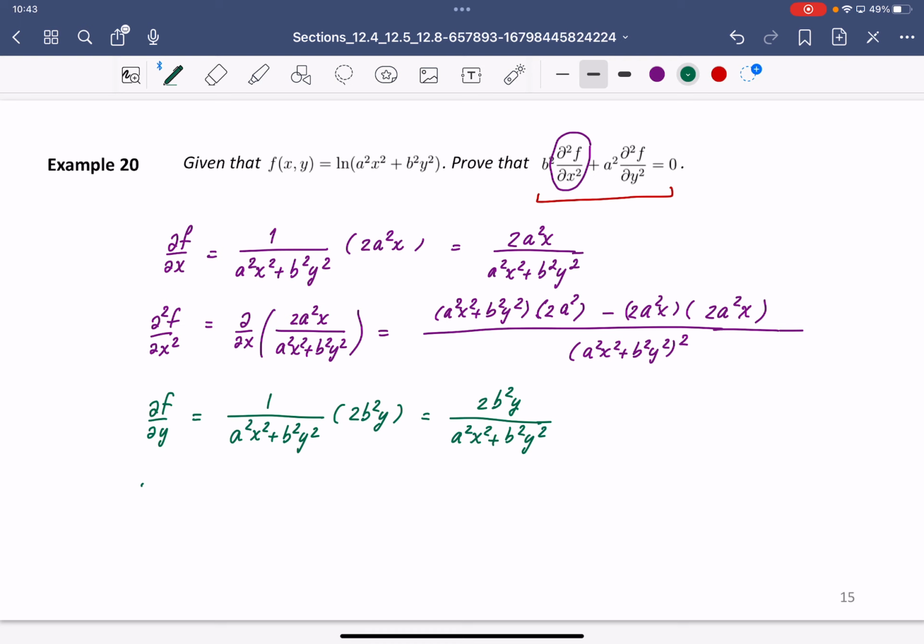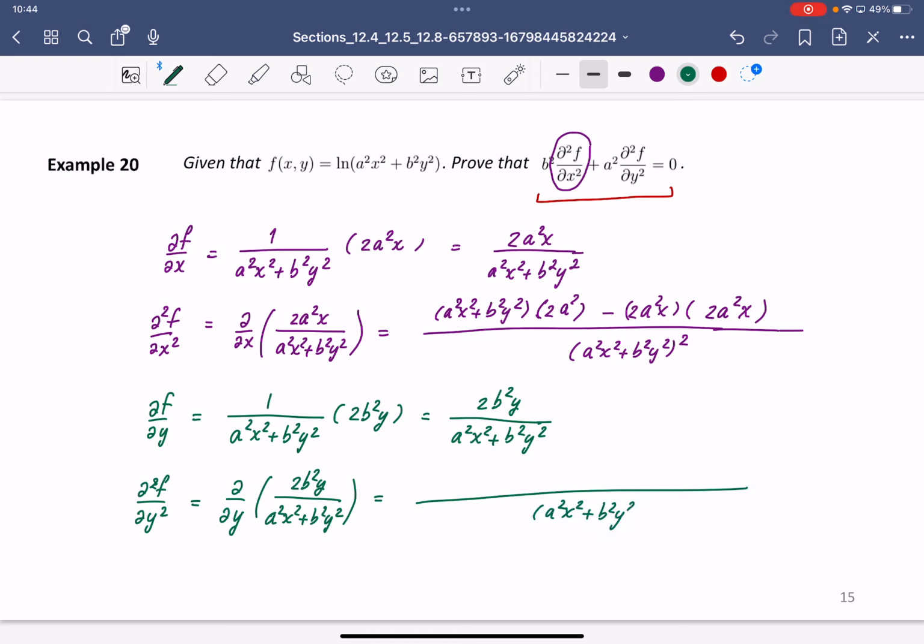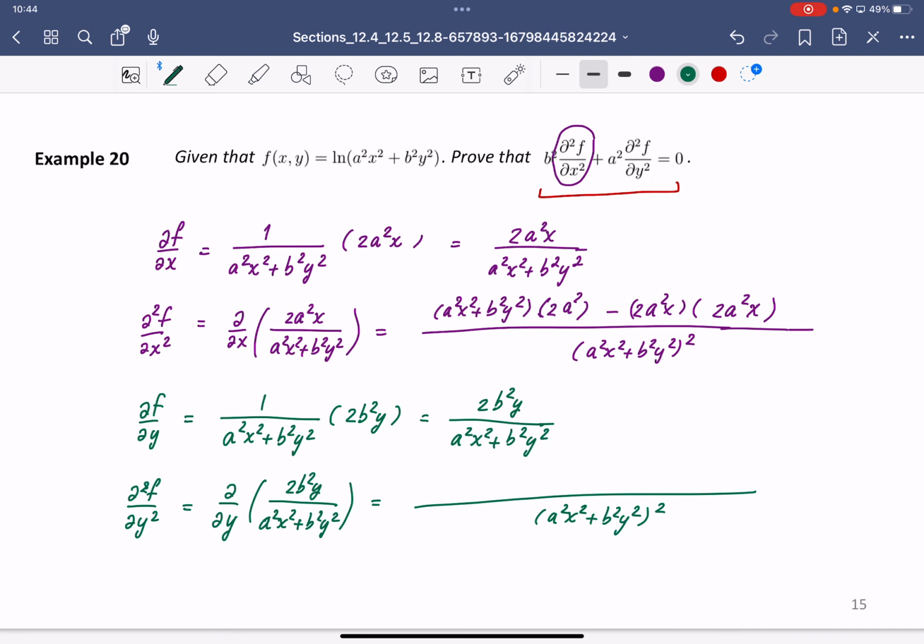And then now another quotient rule. So differentiate 2 times with respect to y. It's so tedious here. A square x square plus b square y square, squared. And then now on the top part, you're gonna have low d high minus high d low. Okay.